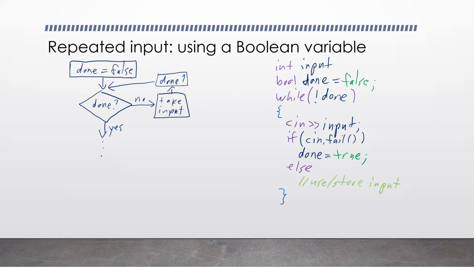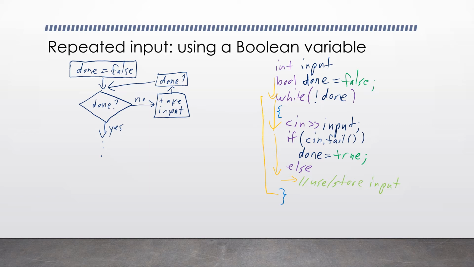The way this works, we're trying to get a list of integers. Maybe we're looking for valid phone numbers entered as integers. And so we set done to false, meaning not done is true. So we enter this loop. We get an input. If the input is an integer, then we fail the cin.fail test, and we go right here to where we're going to use or store the input. Add the phone number to our phone book, maybe.